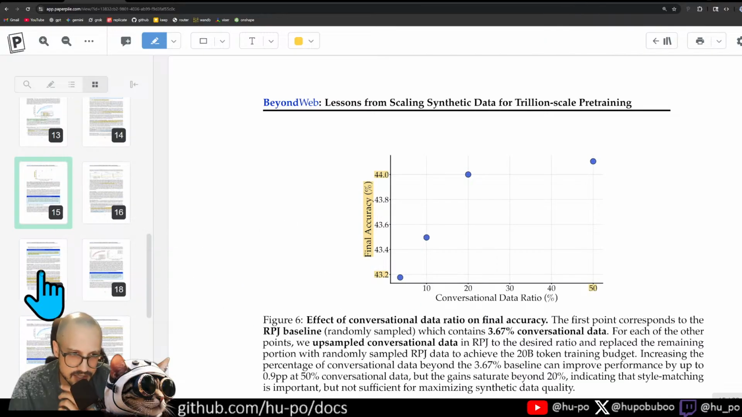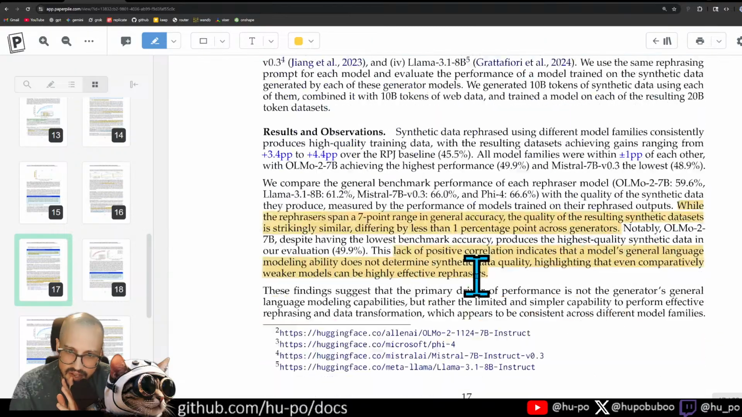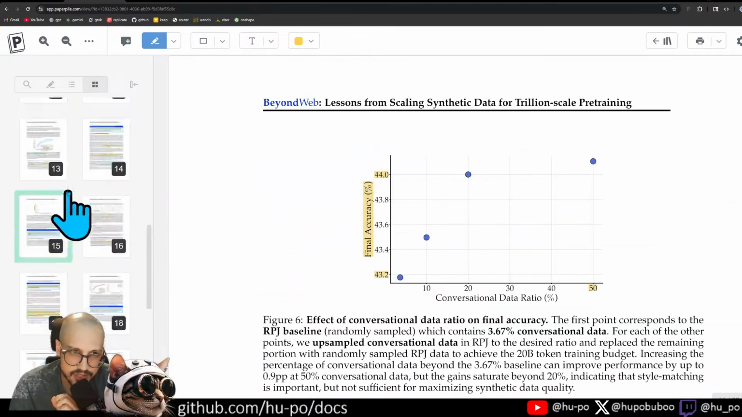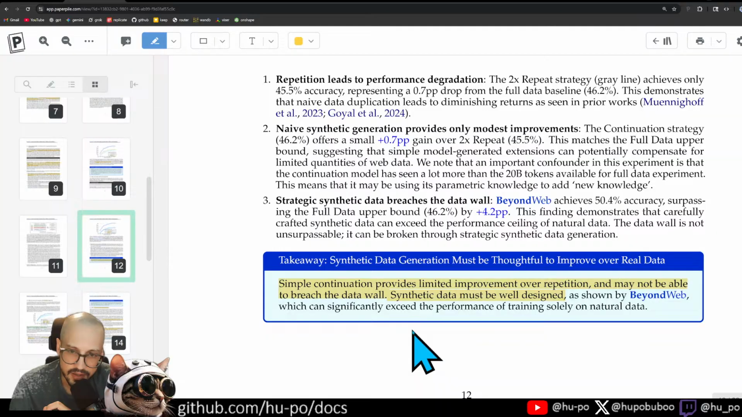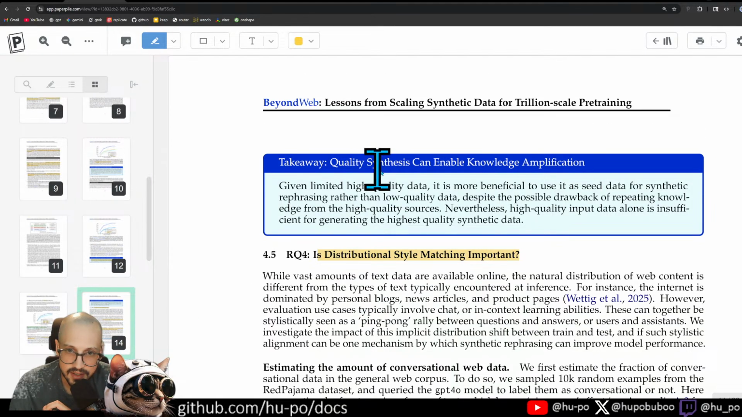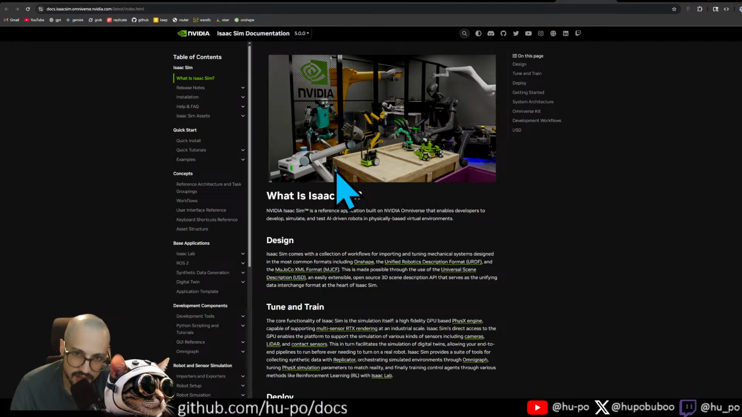And we can take some of the learnings in this paper, where they talk about diversity being super important. Synthetic data must be well designed, and it is more beneficial to use seed data. So what does the concept of seed data look like for sims? It's actually very complicated. If you have a real robot, in order to use that as seed data for the simulation, you basically have to figure out where all the objects are, and then put these things in the scene so that they're about in the same place.